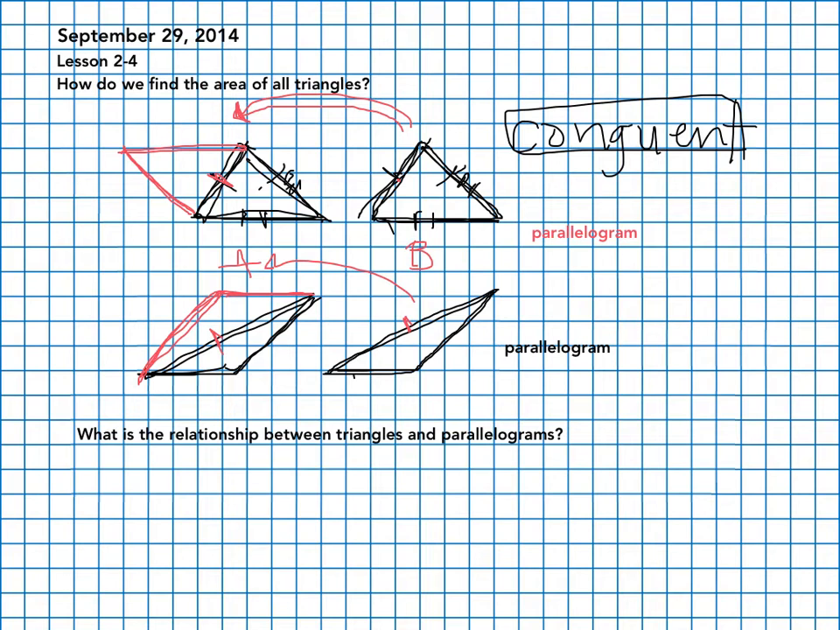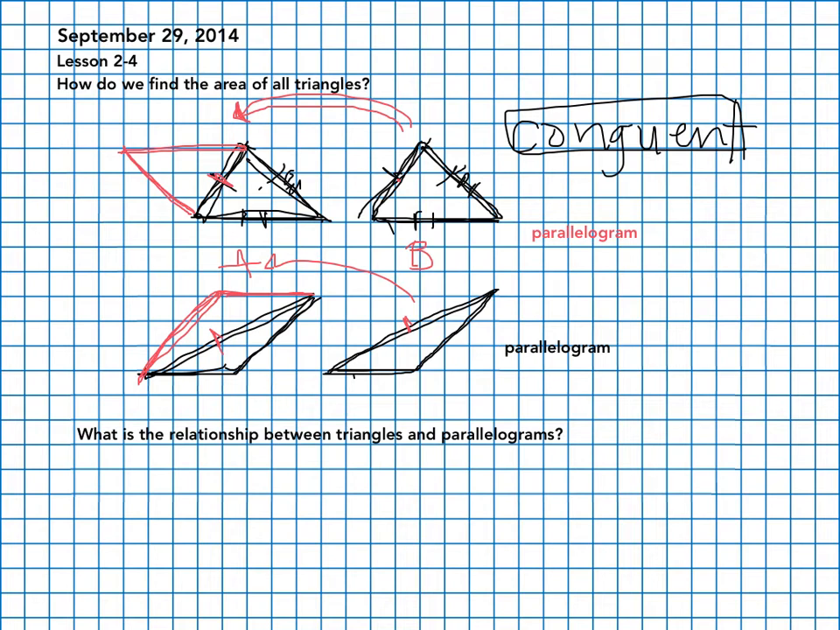Hopefully you remember from the last video when we talked about the area of a right triangle that a triangle is 1/2 of a parallelogram. So if I have two congruent triangles together, I can make a parallelogram. So when we talk about the formula for determining the area of a triangle, let's go.